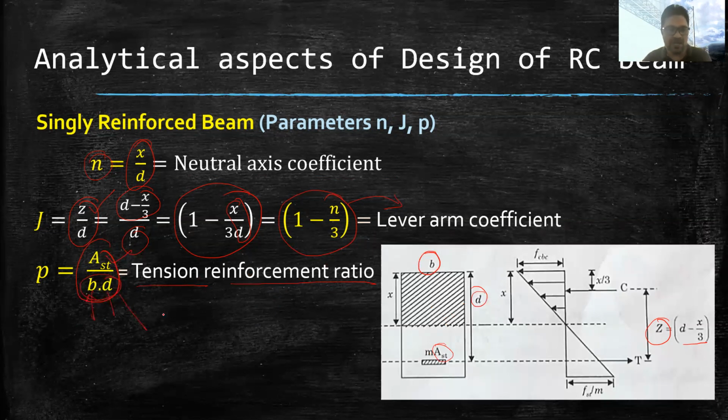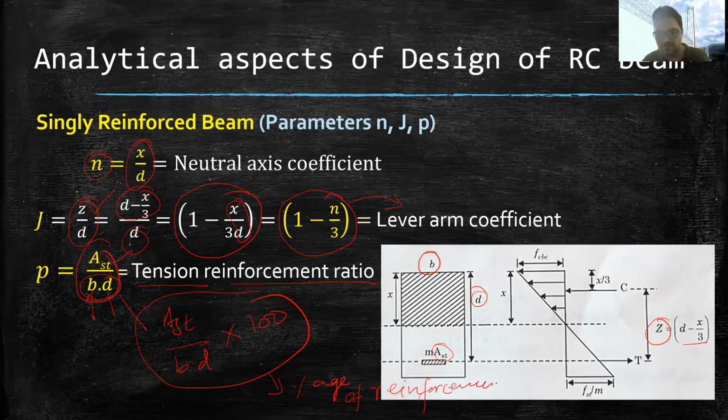If we multiply this Ast by B into D ratio by 100, then this term will be called the percentage of reinforcement. But without this 100, this ratio is called the tension reinforcement ratio. All these terms will be used when we are designing problems. In that case, we will be using these parameters.